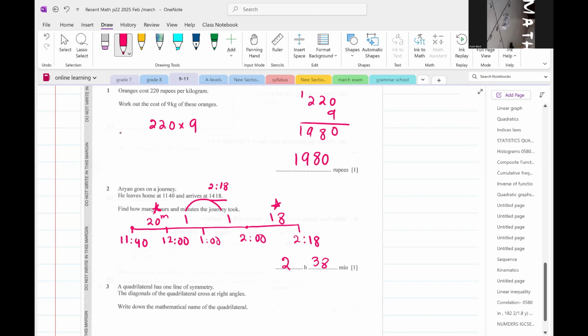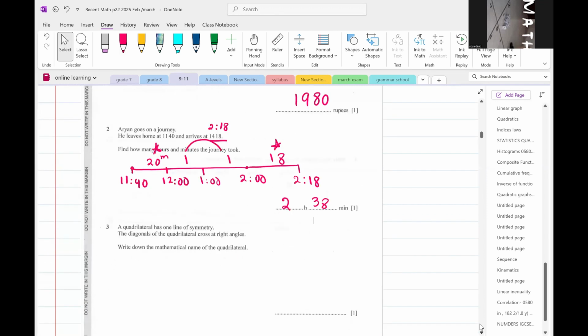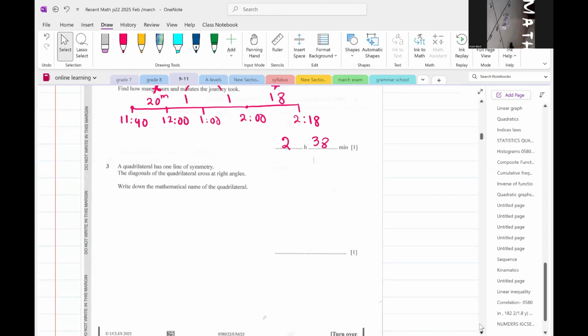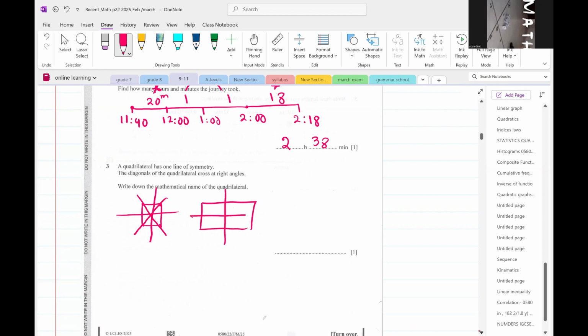Question number 3. The quadrilateral has one line of symmetry. The diagonals of the quadrilateral cross at right angles. Write down the mathematical name of the quadrilateral. As you all know, a quadrilateral has 4 sides. In a square, there are 4 lines of symmetry. A rectangle has 2 lines of symmetry. A parallelogram has no line of symmetry. Only a kite has 1 line of symmetry. So we will write kite here.